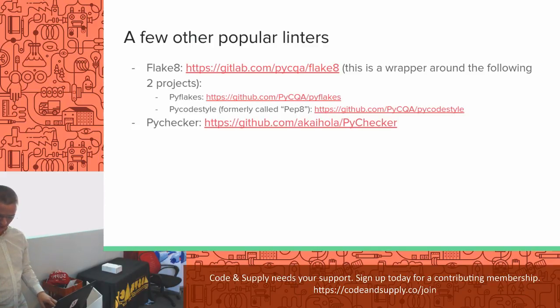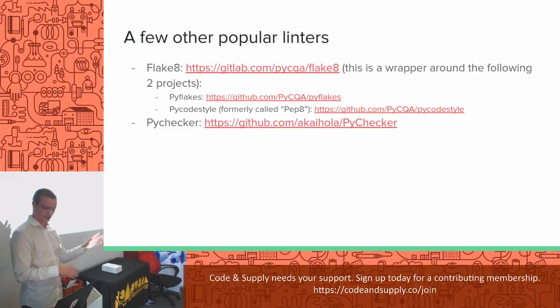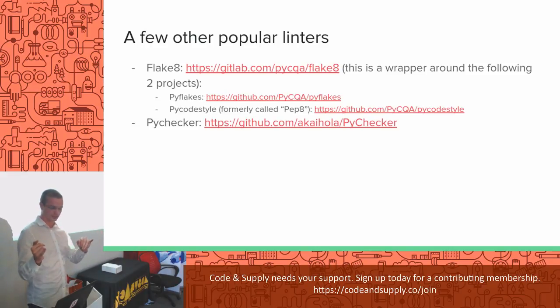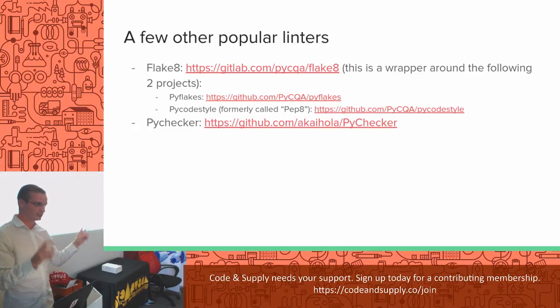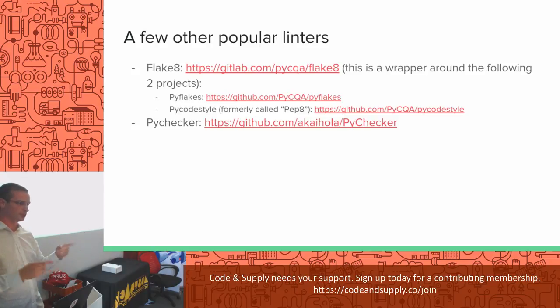I'm going to talk about a couple of linters, one in specific, but the other popular linters are Flake8, which is just a wrapper around two projects that used to be separate. One is called PyFlakes, and one is called PyCodeStyle. It used to be named PEP8, which is the name of the Python enhancement proposal that was the first code style basically for Python. But PEP8 is what you would type into your console to run it, and that was kind of confusing for people.